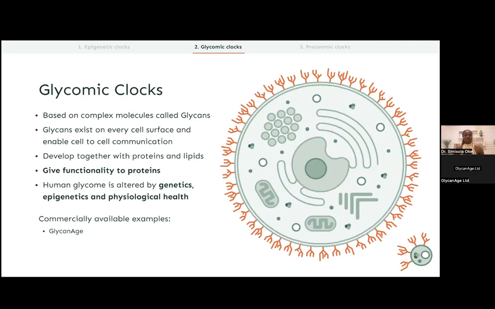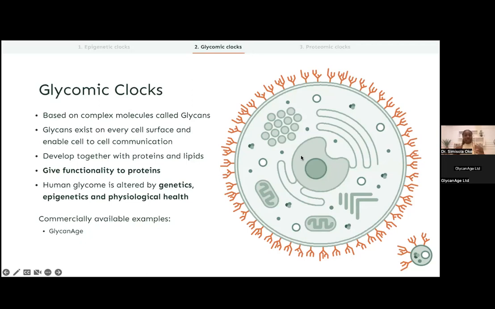But ultimately, glycomic clocks focus mainly on these complex molecules called glycans. Glycans exist on every cell surface in the body, and they enable cell-to-cell communication. So on the right here, you can see a picture of a cell, and all these orange things on the outside are the glycans.